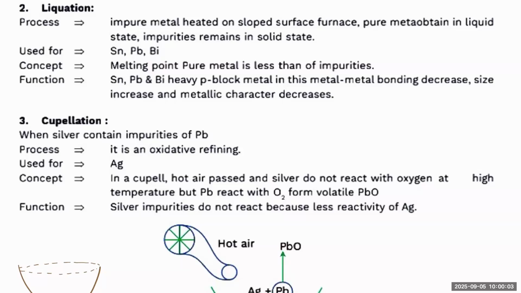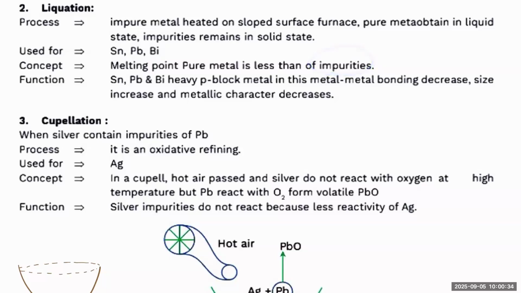Just like a Wilfley table, likewise if the liquid is flowing down here, it would have more metallic composition as compared to that of impurities. This is typically used for tin, lead, and bismuth. Here, the criterion you will look out for is melting point. The melting point of the metal should be less than that of the impurities.